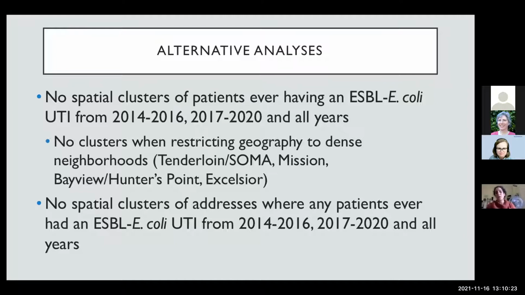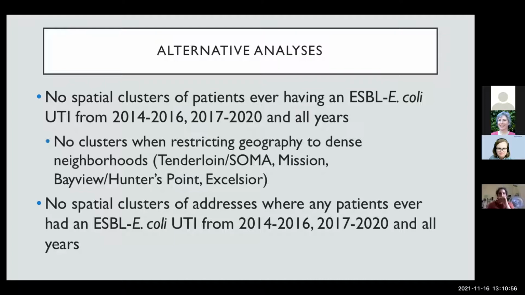And then we decided, okay, well, if we remove patients who may be living at the same geocoded address, so that we do not have multiplication of either ESBL or just any UTI episode, because multiple episodes happen in the same person over this time period, and removing the fact that multiple people may be living at the same address, and just looking at addresses, we did not find any spatial clusters either.